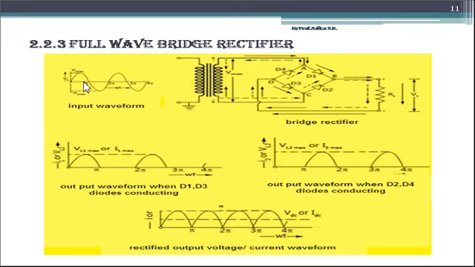Now, when the negative half portion of the AC signal appears across the secondary of the transformer, what happens then? At that time this point becomes negative with respect to this point, and the negative waveform starts travelling over here. The travel path of the negative waveform is given by a dotted line.